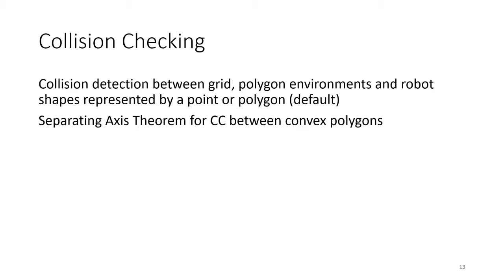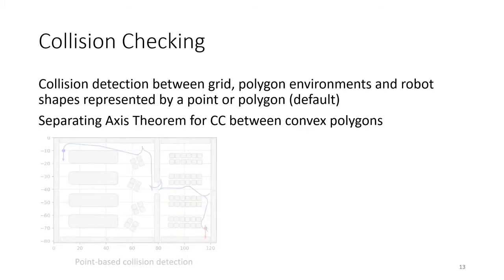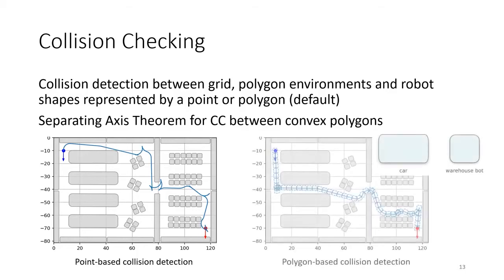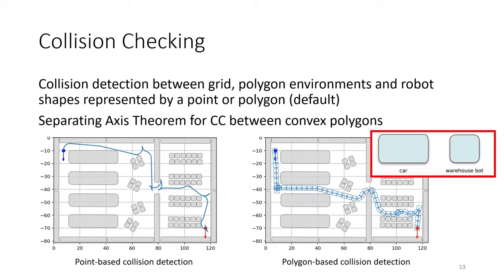In many path planning libraries, the robot is assumed to be a point, which simplifies the collision checking against obstacles. To bring BenchMR closer to real-world mobile robot applications, our default collision detection is based on polygons. As shown on the right, the robot can be represented by convex polygons which are tested for collision with both grid-based and polygon-based environments. We use the separating axis theorem for efficient collision checking between convex polygons.